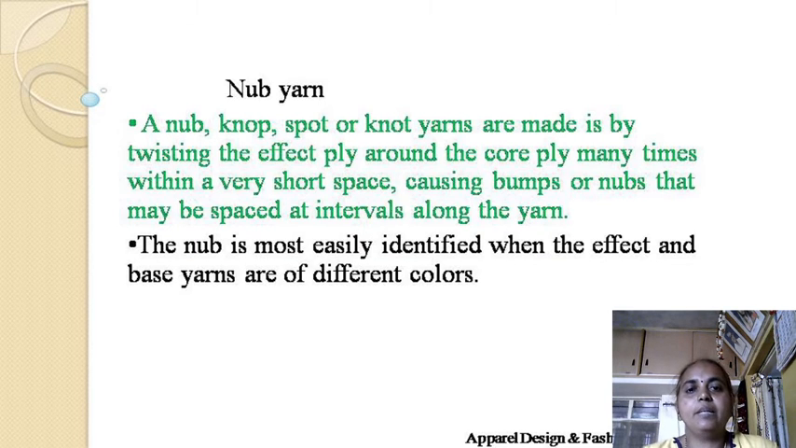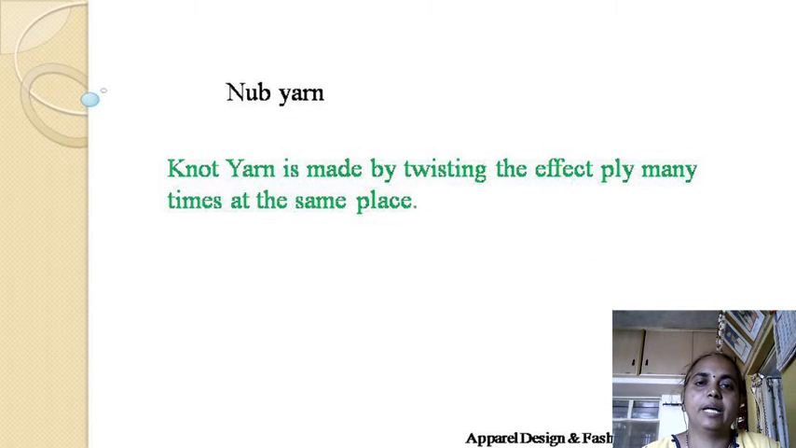Next, the nub is most easily identified when the effect and base yarns are of different colors. This knot or nub effect is easily identified if we use different color threads. If the same color thread is used, it is difficult to identify the knot at the intervals. So, this is a nub yarn.